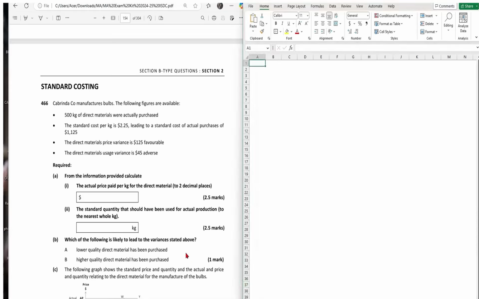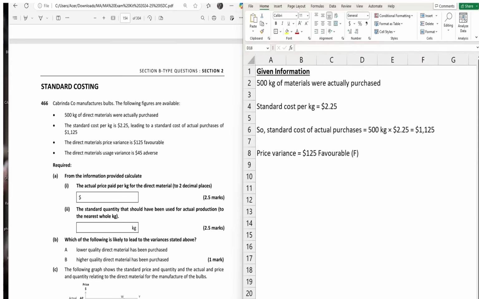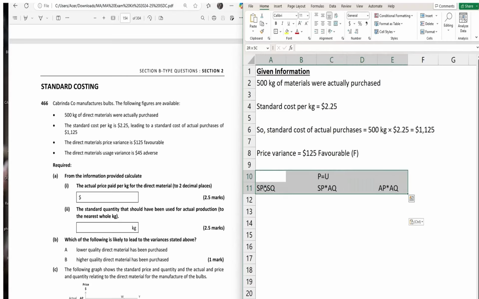Now the first requirement is asking: from the information provided, calculate the actual price paid per kg for the direct material. For this, let me recall a few formulas. These are the information provided in the question. Remember this formula, let me show you one more time how I have done this.